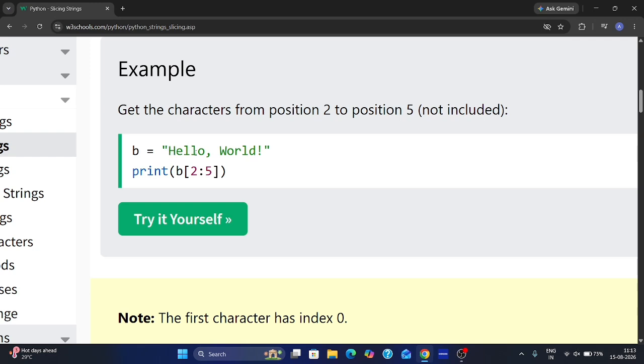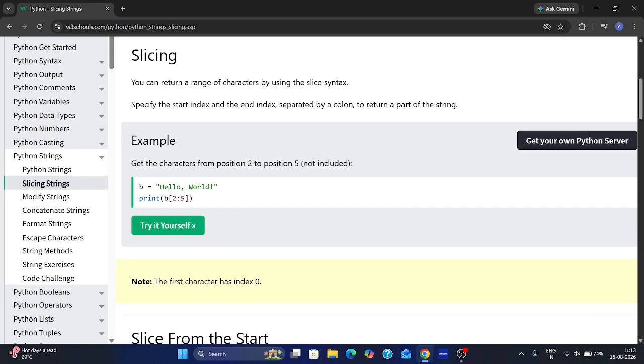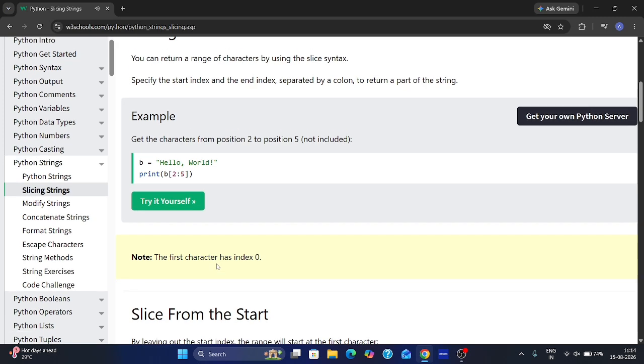0, 1, 2, 3, 4, 5. Here is a white space also, which will also be counted. 0, 1, 2, 3, 4, 5, 6, 7, like this. We remember this: the first character of any word is 0. After that, it will go up to the value which is given here. You can note down here: the first character has index 0.